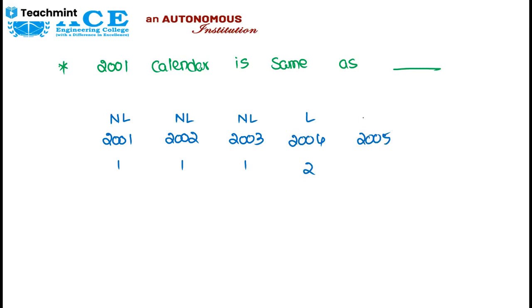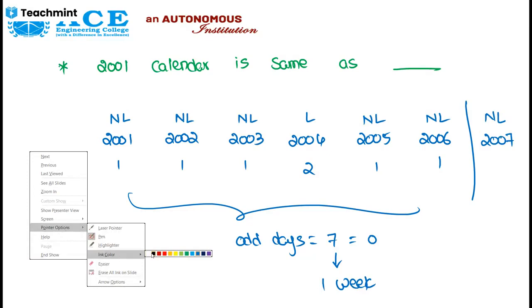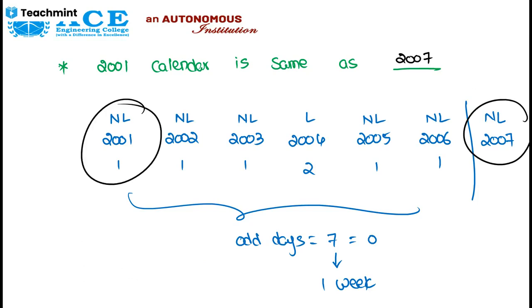2005. When do you have to stop? When odd days is 0, in the sense odd days 7, 14 like that. Here, lucky enough, we got odd days is 7. Odd days 7 is nothing but equal to 0, 1 week. So we have to stop. The next one is 2007, a non-leap year. Given 2001 non-leap year, we got 2007. So the 2001 calendar is the same as 2007. Clear?